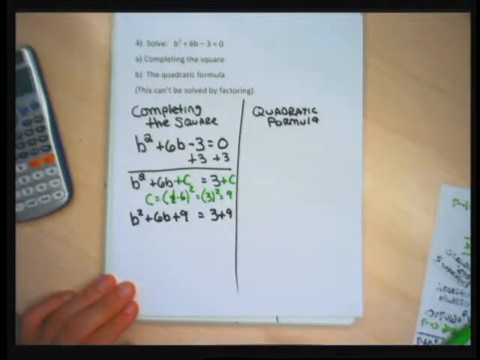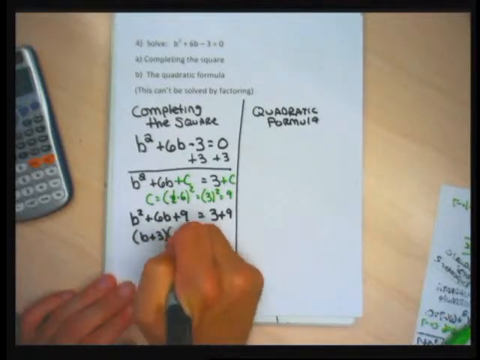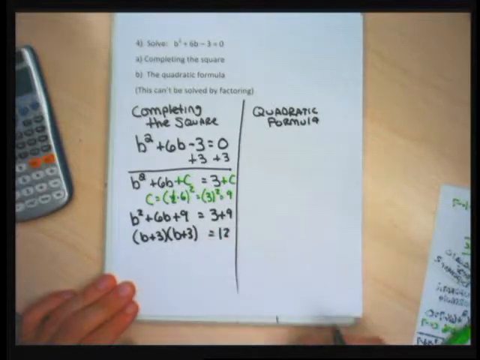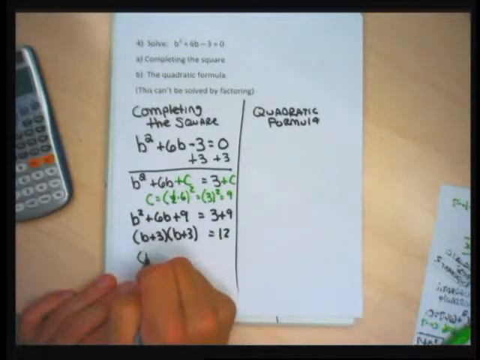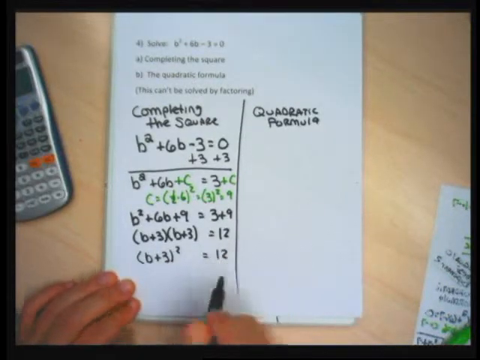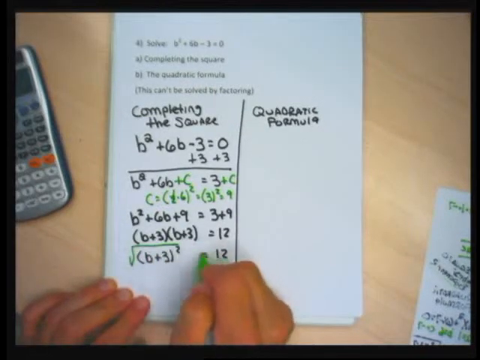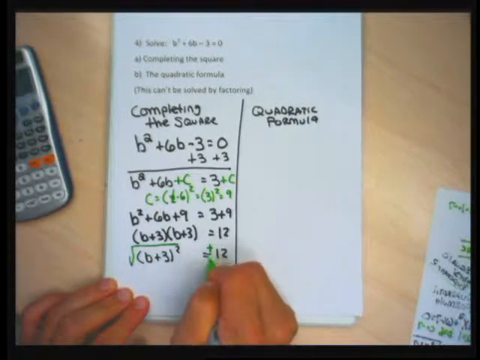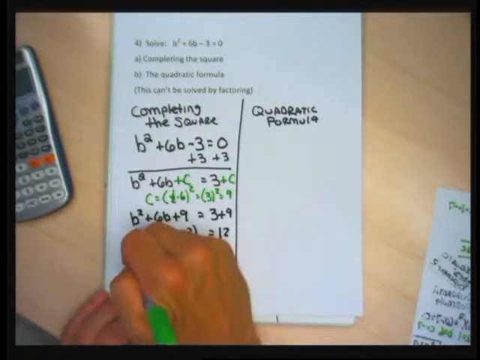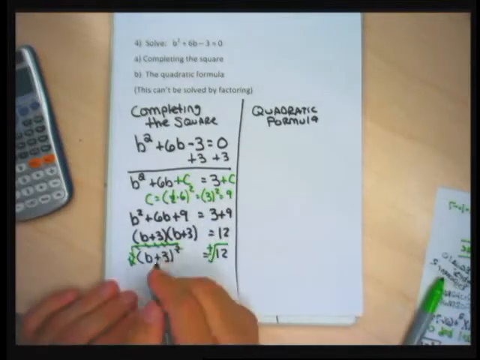I'm going to factor the left side. The left side factors into b plus 3 times b plus 3. The right side I get 12. I'm going to rewrite this as b plus 3 squared equals 12. And now I'm going to solve. I'm going to take the square root, plus or minus square root. The left side is easy for me. Square rooting cancels out a square if the entire side is squared. That leaves me the b plus 3.